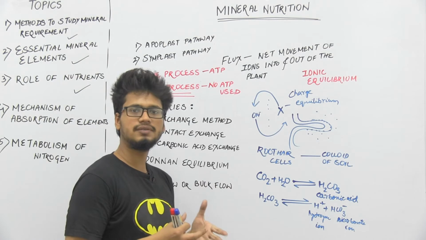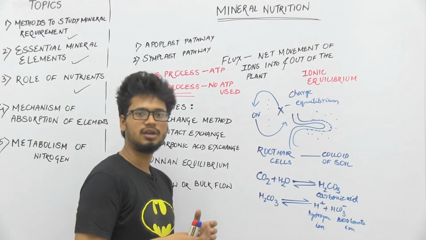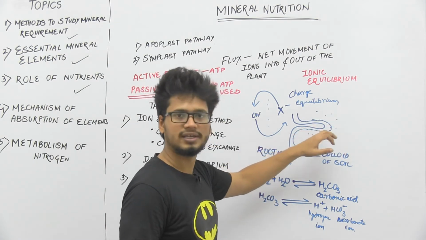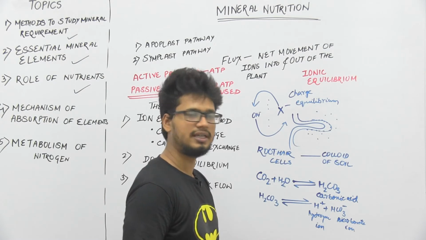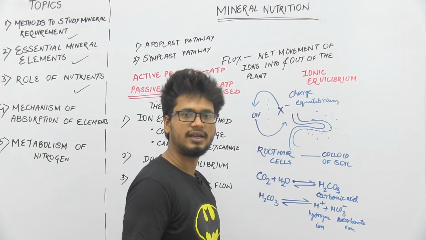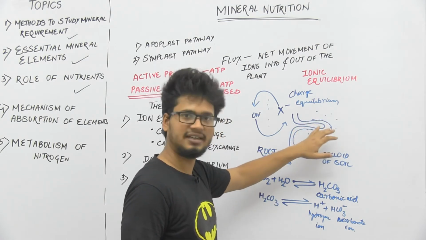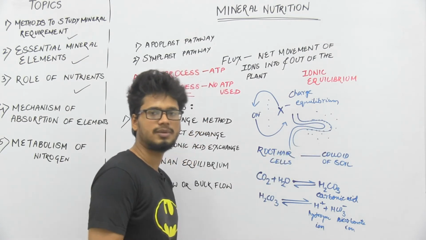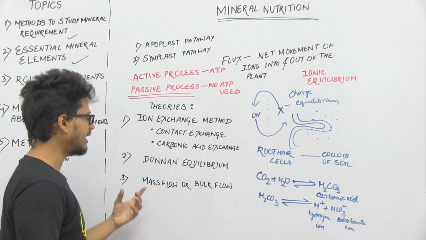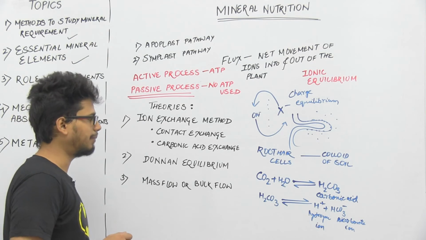whenever there is positive charge accumulation in the cell, to neutralize it the negative anions will come from the soil into the root hairs. In short, they will neutralize this positive charge, and in this method they will gain entry into the root hair, and after that they will gain entry into the plant and the cells. The last method is mass flow or bulk flow.